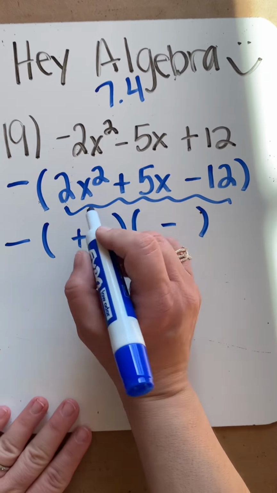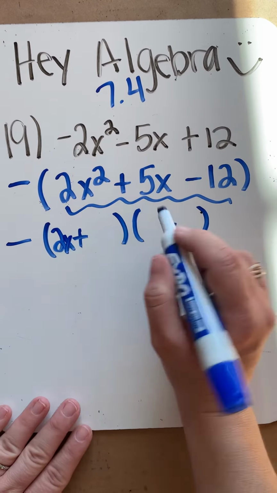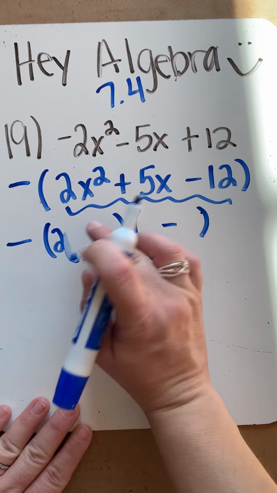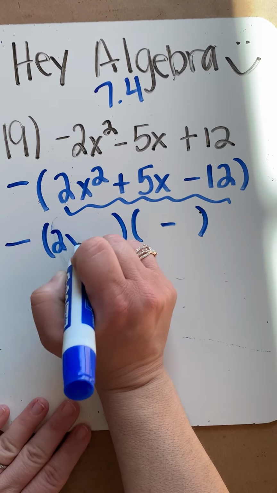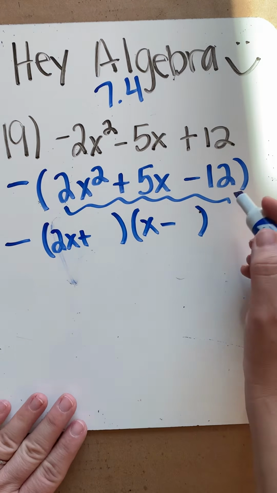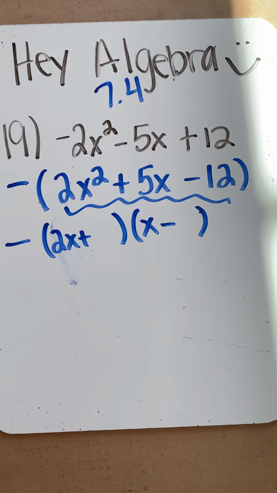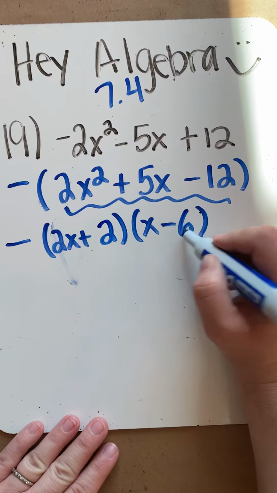Okay, now 2x squared, the only way I can get 2x squared is by doing 2x and x. That's the only way to get it. Okay, 12, there's a couple different options. You can do 1 times 12, you can do 3 times 4, you can do 2 times 6. I'm going to try to do 2 times 6, I think. Let's see how that works out.